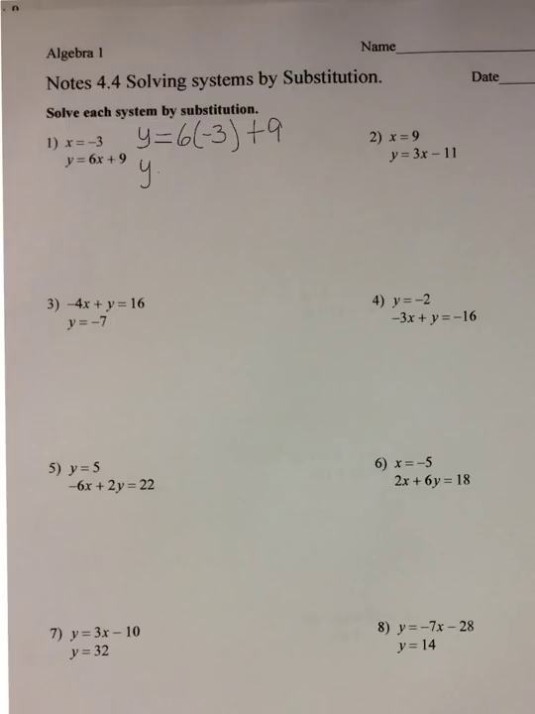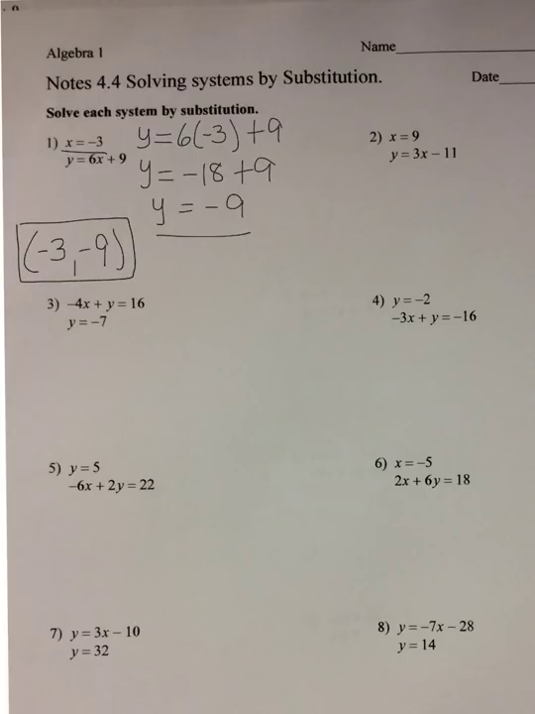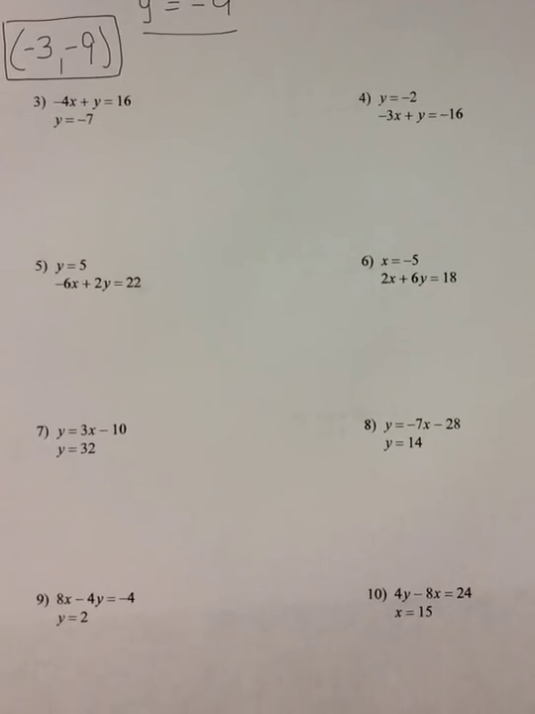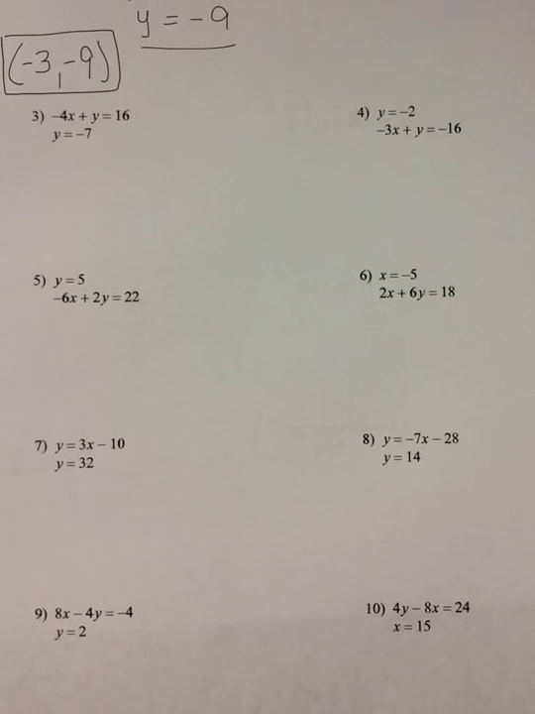And then we simplify this. 6 times -3 is -18 plus 9, and we get y equals -9. So my answer is, I already have that, I already have this. My answer to the system is -3, -9. And that's it. Okay, let's keep on doing another one. Take a look at this one, number 3.